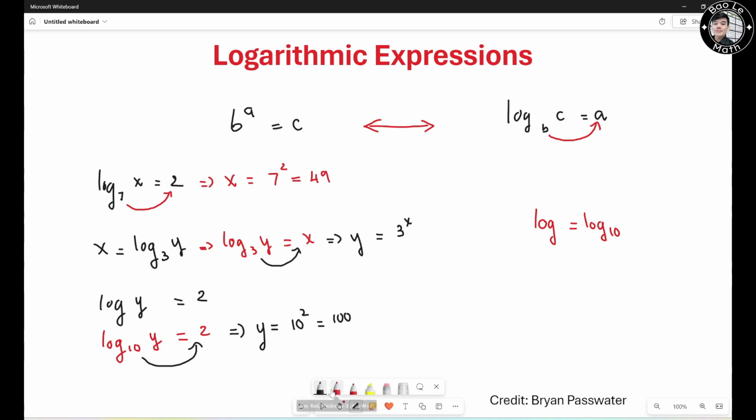Now let's move on to the next one. For example, if I have ln c equals 4. We learned that ln means log base e. So we just rewrite this as log base e of c equals 4. So c equals, now draw an arrow, e to the 4.